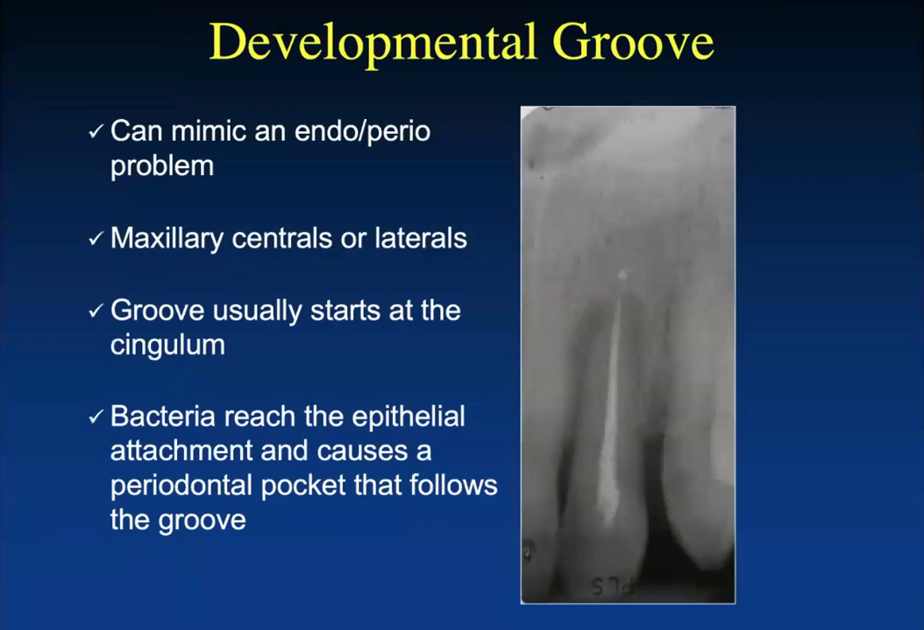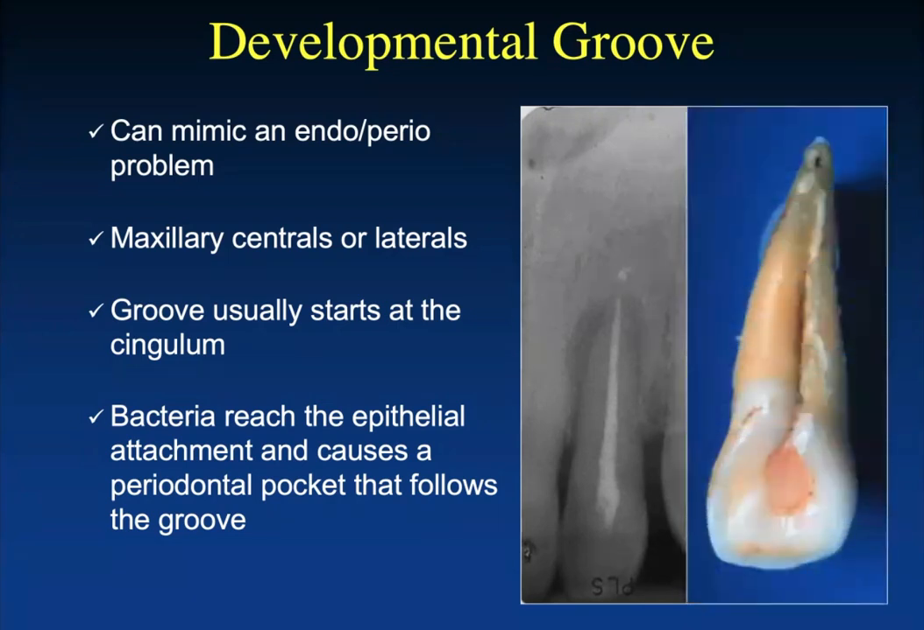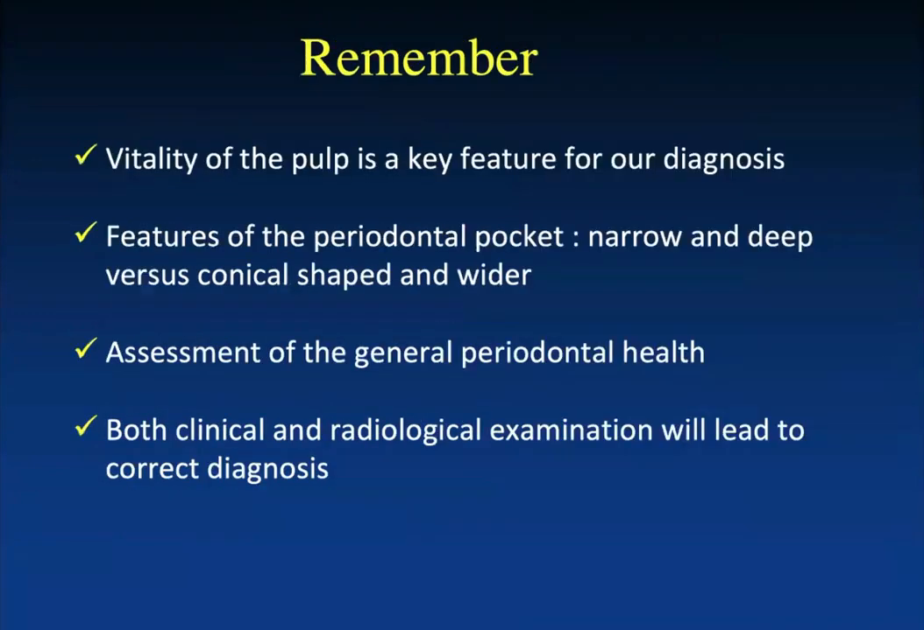Now, developmental groove can mimic the endo-perio problem as well. Usually, especially if you have the tooth root canal treated and it still has a sudden drop on the lingual aspect. Usually it happens in the lateral, as we said. The groove usually starts on the cingulum as the bacteria reach the epithelial attachment and can cause periodontal pockets all around it. So you can see it here very clearly how it created, with the groove, that the bacteria can grow there and create the detachment. So something to remember.